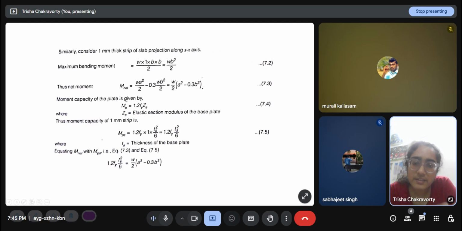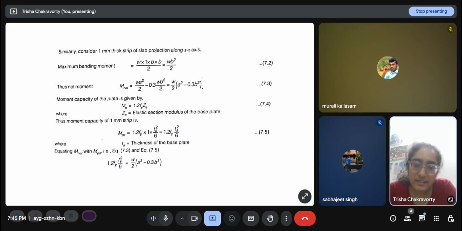Moment capacity of the plate is given by 1.2 Fy Zd, where Zd is the elastic section modulus. The moment capacity of 1 mm strip is 1.2 into Fy. Okay, so not from SP6, because we are using only a rectangular plate, and as I said, for rectangular cross sections we can find all these properties manually because it's simple. It's just from simple solid mechanics.